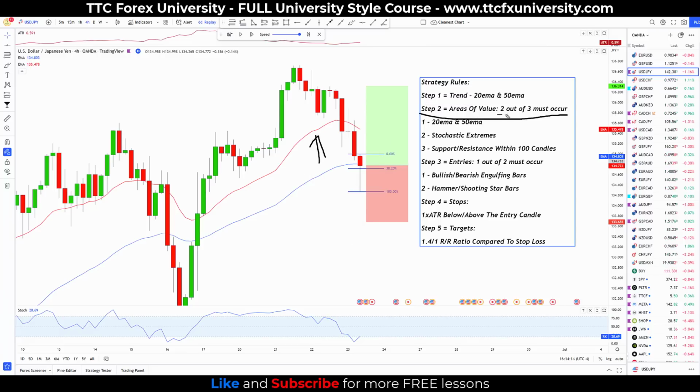We're pointing out 2 out of 3 of these areas of value. That's what we need to see. So right now, where price is, is it coming into an area of value? Well, the 50 EMA can be an area of value. So the answer to that question is yes, we have one area of value.